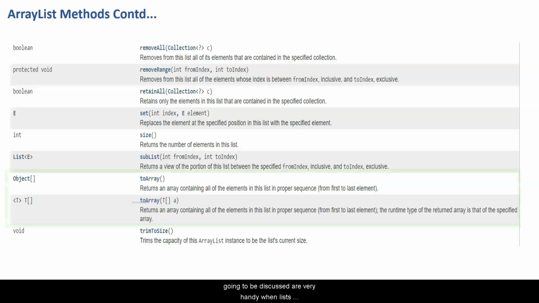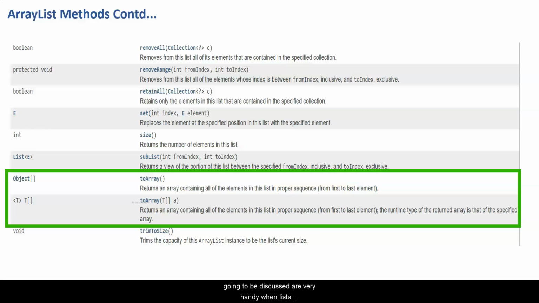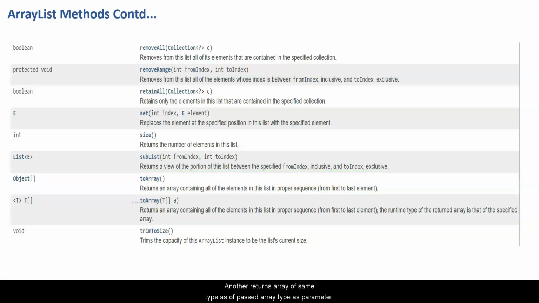The next methods that are going to be discussed are very handy when the list is working with arrays. The method toArray has two versions. One returns an object array, another returns an array of the same type as the array passed as a parameter. This version is very useful and commonly used compared to the former.